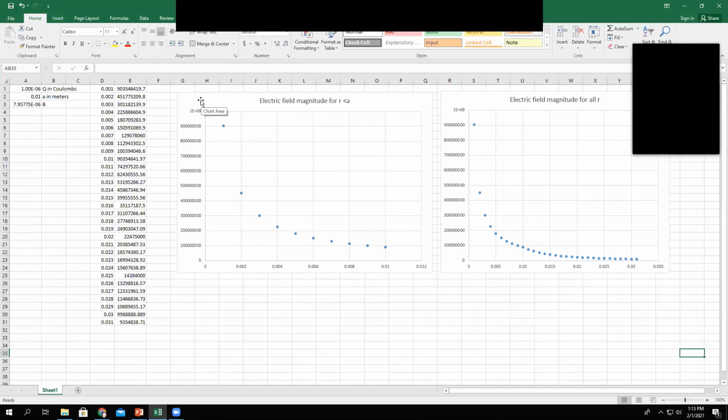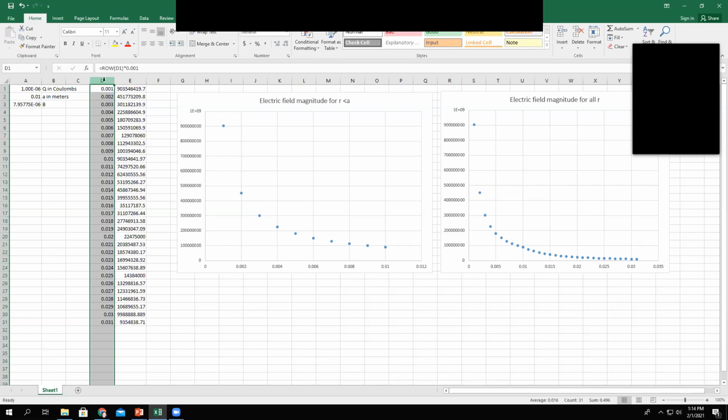What I've done here to make Excel able to do all this is plug in some numbers. I called the total charge 1 microcoulomb, and the radius of my charge distribution a centimeter. If you solve for B, you get about 8 times 10 to the minus 6 in SI units. In column D, I've written out the position from the origin, the center of that sphere, in meters. I start at R equal to 0, and then go in steps of a millimeter outward.